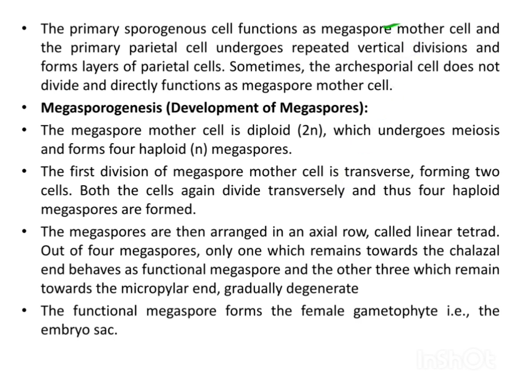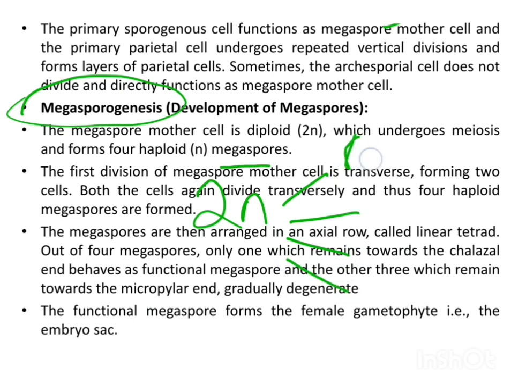Then this megaspore mother cell undergoes meiosis to form haploid megaspores in the process of megasporogenesis. So generally from one diploid megaspore mother cell, 4 haploid megaspores will be developed. From these megaspores, only the one present at the chalazal end will remain functional, and the other 3 will degenerate gradually.